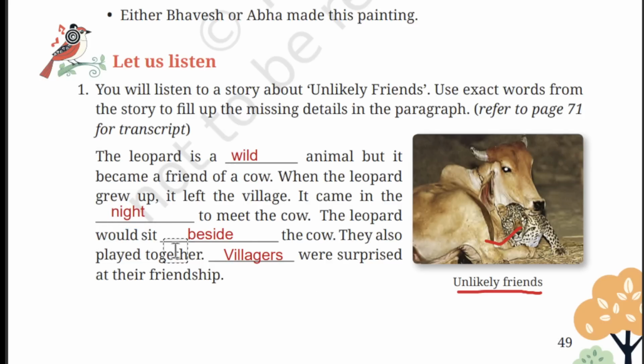The leopard would sit beside the cow. They also played together. So the villagers were surprised at their relationship because they both are unlikely friends.